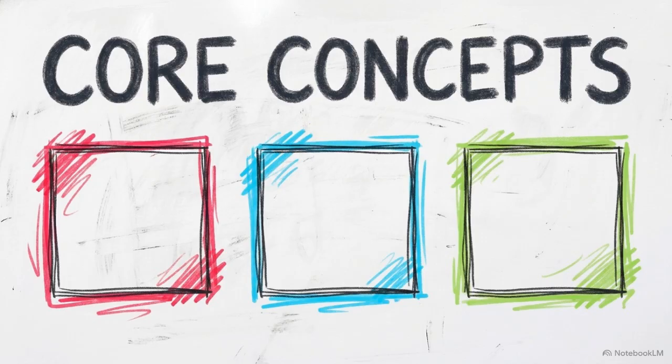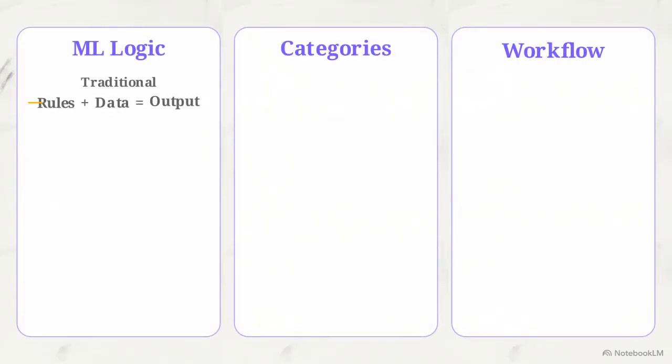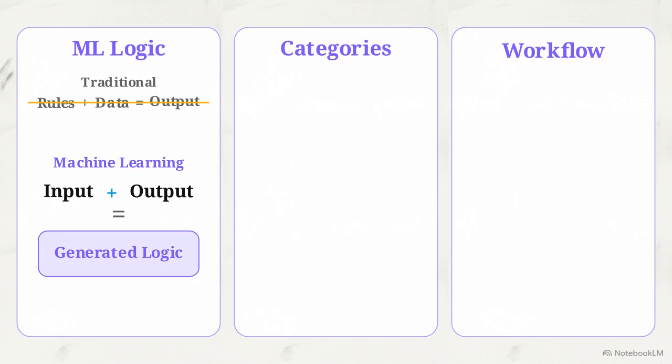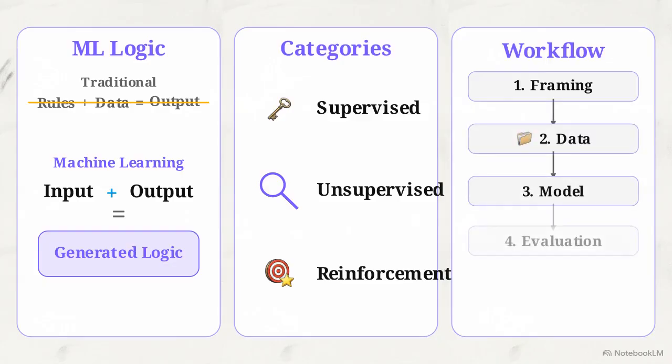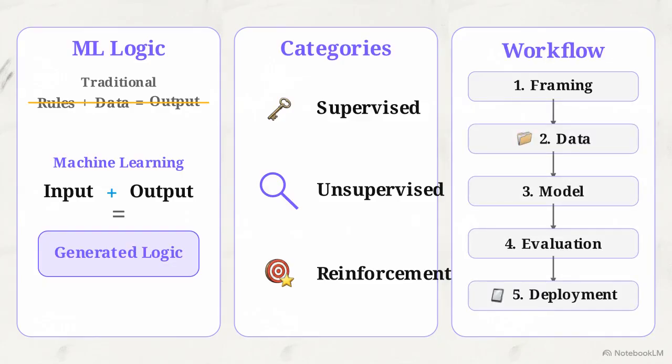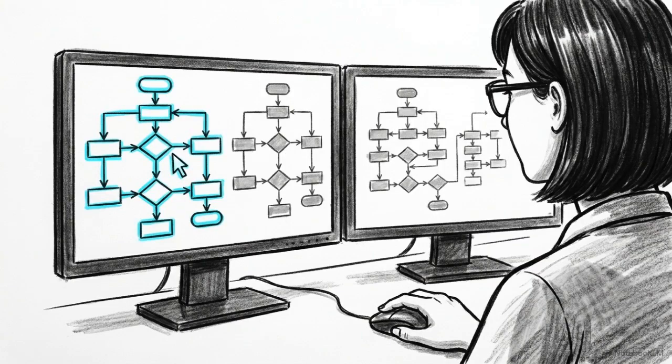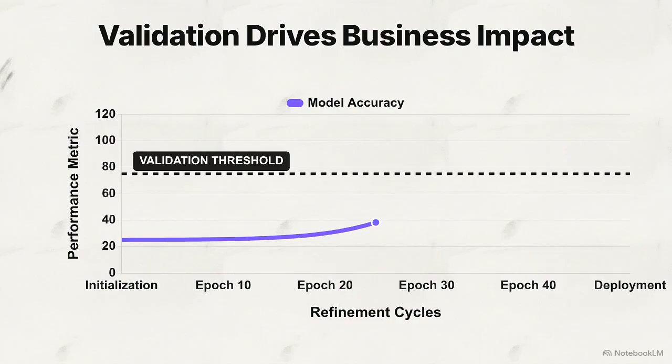Executing a project like Sarah's requires clearing 3 core conceptual hurdles. Let's map them out. First, machine learning generates its own logic by combining inputs and outputs. Second, the 3 categories. Supervised requires an answer key, unsupervised finds patterns, and reinforcement learns via trial and error. Finally, taking a model to production requires 5 steps, from framing to deployment. Mastering machine learning means knowing which of these specific tools to pick and how to validate them for real business impact.